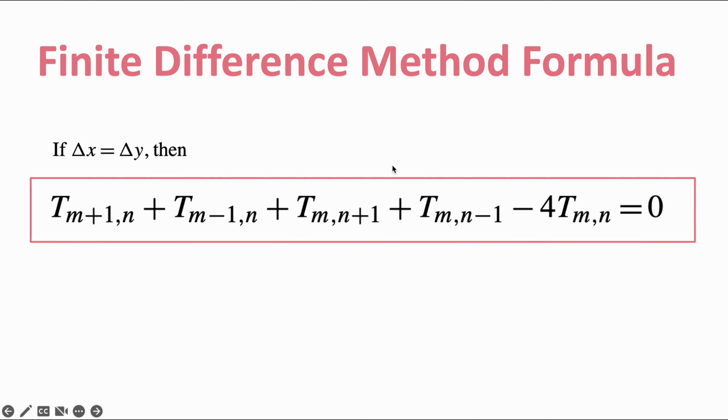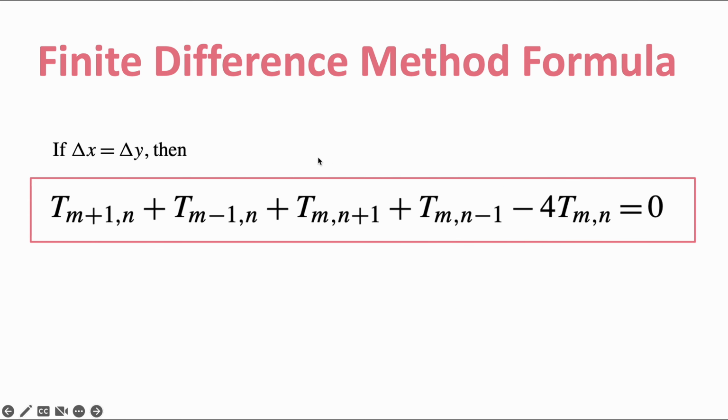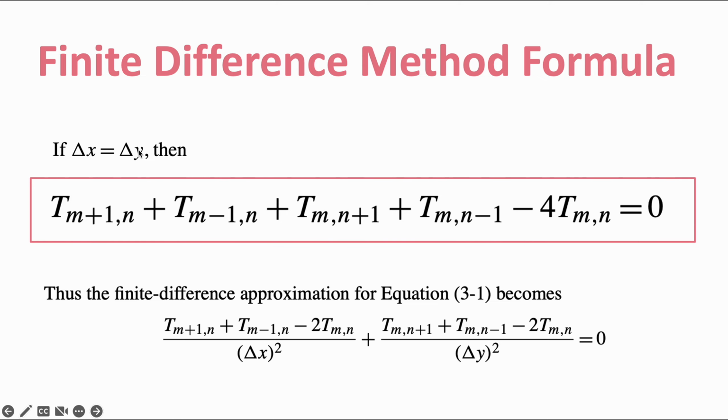So recall that the finite difference method is this formula. If delta x and delta y are the same, which is typical for most of these problems, you can use this formula right away. I won't be going into the technicalities of the formula, but instead how to use it in a problem like this or similar problems. You'll probably have to remember this formula or write it down somewhere. In the case it's not delta x equals delta y, you can use this other formula, but in most cases you'll be using the formula on top.